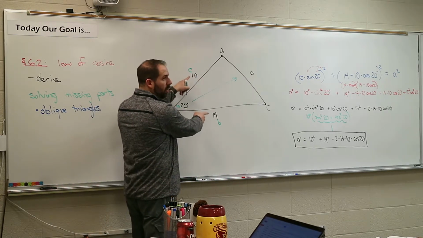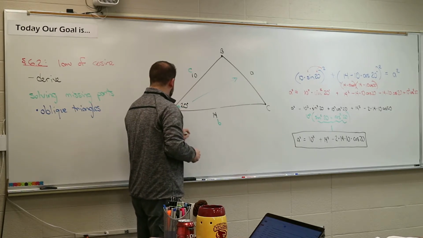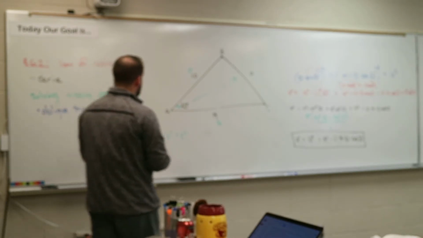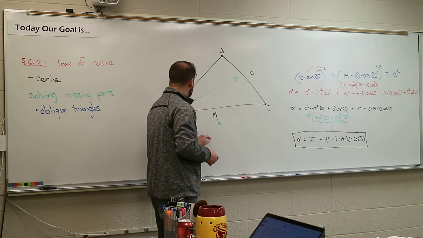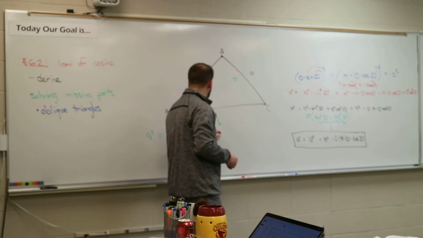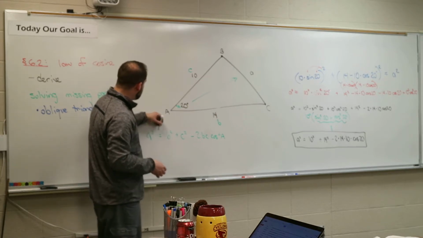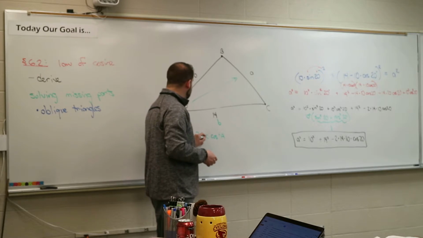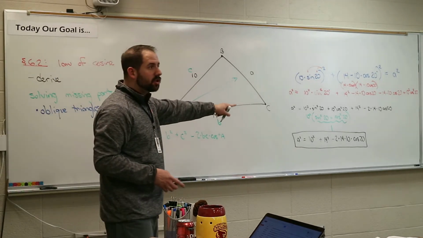You square the two walls that are around your angle, b squared and c squared. So I'm using the walls that are right next to the angle that I'm using. Then you subtract 2 times both walls that are around the angle, times the cosine of the angle that's in between those two walls. So a squared equals b squared plus c squared minus 2 times b times c times cosine of the angle in between them.